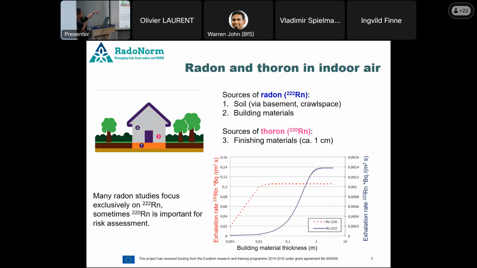And what you see in the graph below is that if you look at the thickness of, for example, a wall, then the amount of radon that can escape from this wall continues to increase if we increase the thickness of the wall up to about 1 meter, whereas for thoron, it stops at about 1 centimeter. And the exhalation rates for thoron typically are about a factor 100 higher than the typical ones for radon. This reflects the difference in half-lives. So much for the refresher.